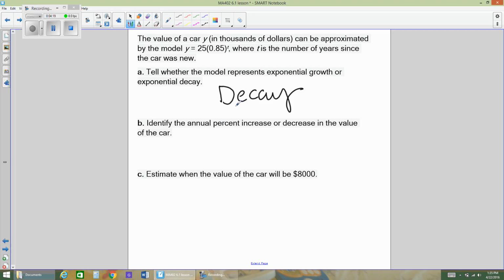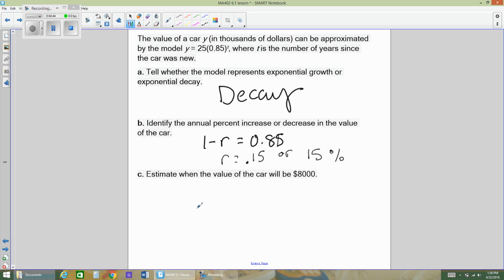So we know it's decay. Basically, we have 1 minus the rate equals 0.85, which means the rate is 0.15 or 15%. Because remember, to change from decimal to percent, you want to move the decimal 2 places.